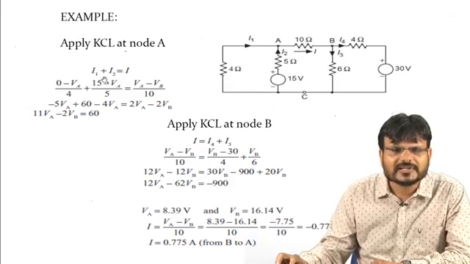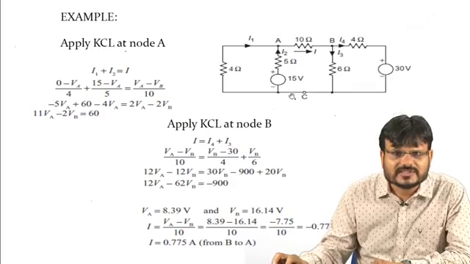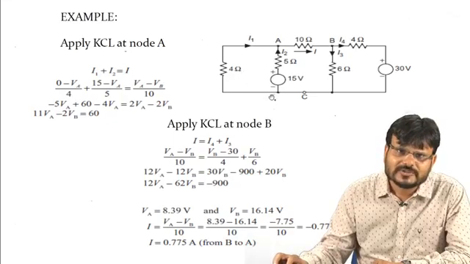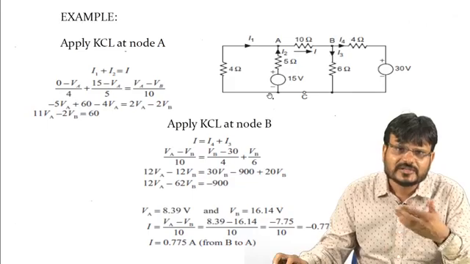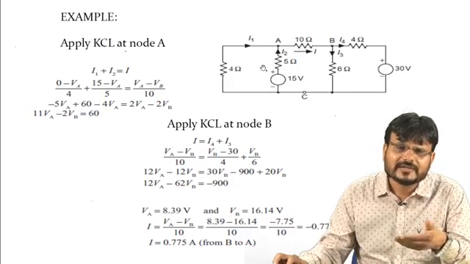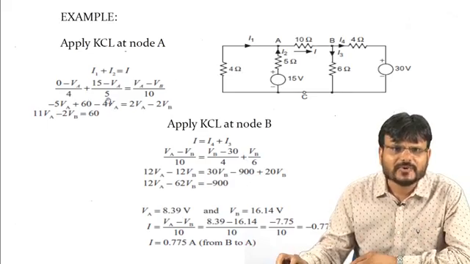So it can be written as I1 plus I2 is equal to I. What will be the value of I1? I1 is equal to this potential, that means 0, minus VA, because current is flowing from this direction to this direction. So it is understood that the potential of this node is higher than the potential of this node. So you can write 0 minus VA upon 4.